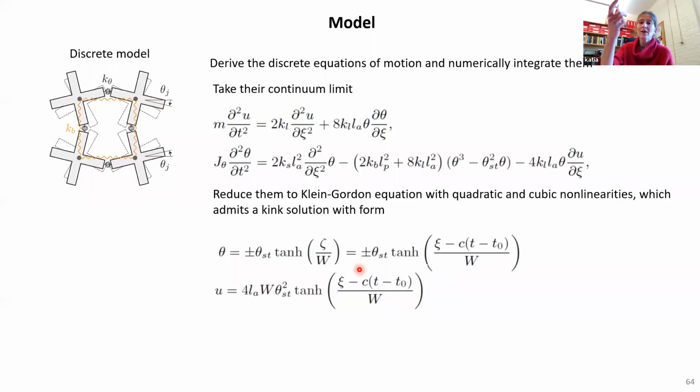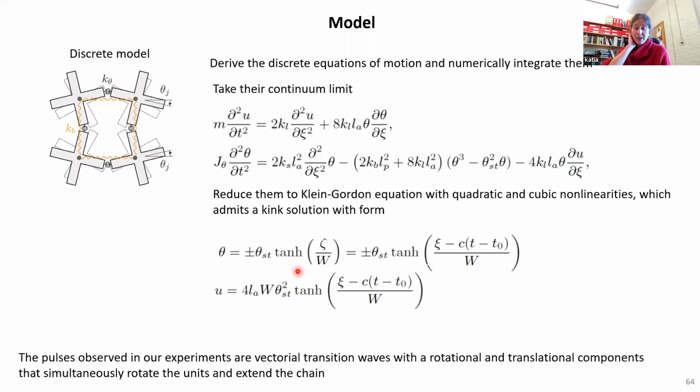And then we can go back, and theta and u are connected because they're coupled, and we can also get the corresponding solution for u. So at the end of the day, what this model tells us is that these pulses that propagate in our system are transition waves or topological solitons with two components that are coupled together. So they have a rotational component and a translational component. As the wave propagates, they rotate the units, and at a certain point, they also deform them longitudinally.